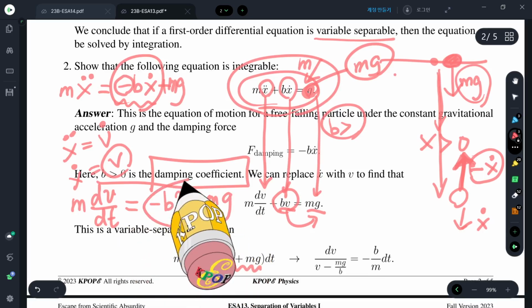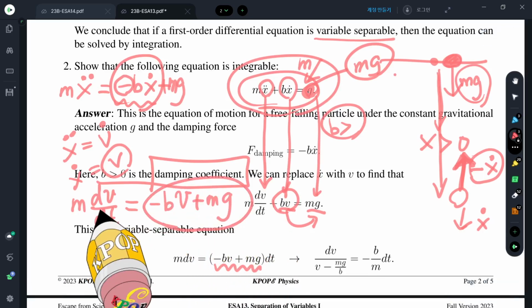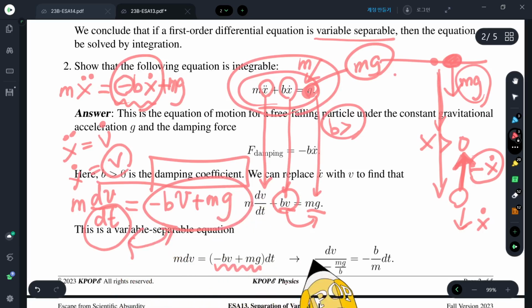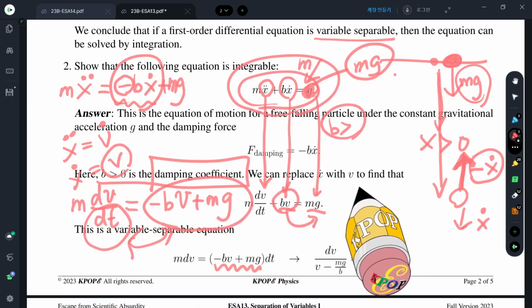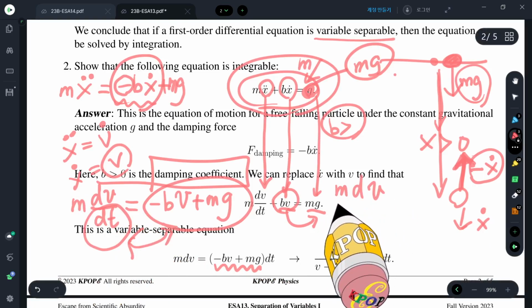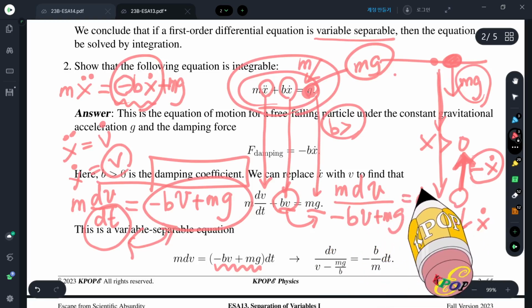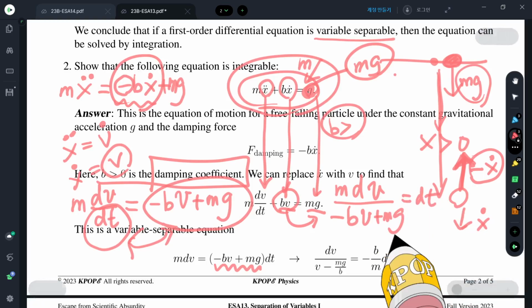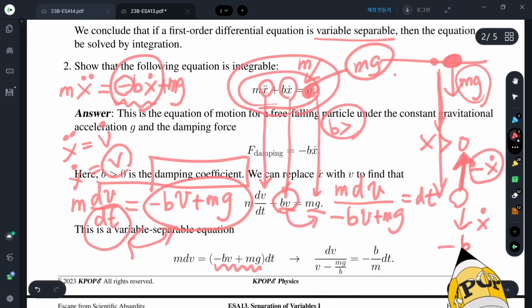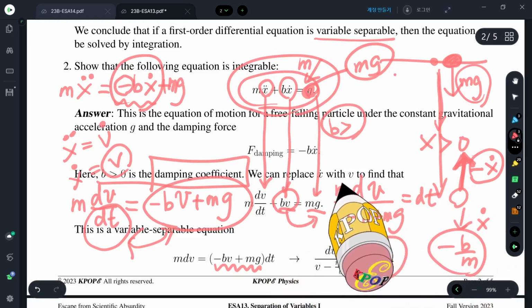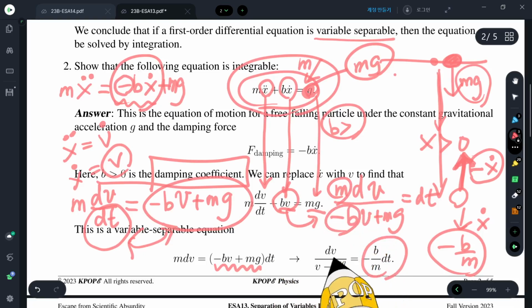Okay, and this one is a function of v only, time dependence appears in the denominator only. So exchange these two guys. Then I would get dv divided by minus bv plus mg equals dt, something like that. So why don't we multiply minus b over m on both sides, then it becomes this, and on the left hand side this factor is removed and this part is modified by this one.